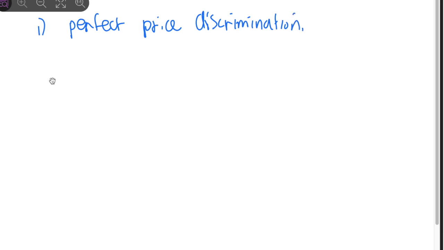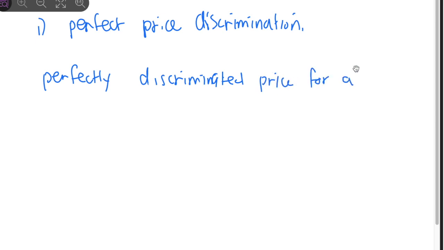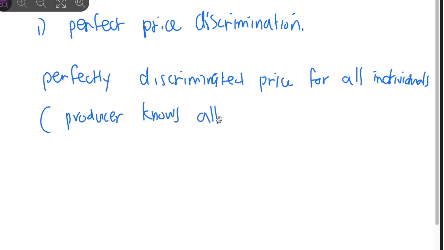Discrimination. So it says perfectly discriminated price for all individuals, right? And the assumption is the producer knows all demands, right? So how can we make the price?